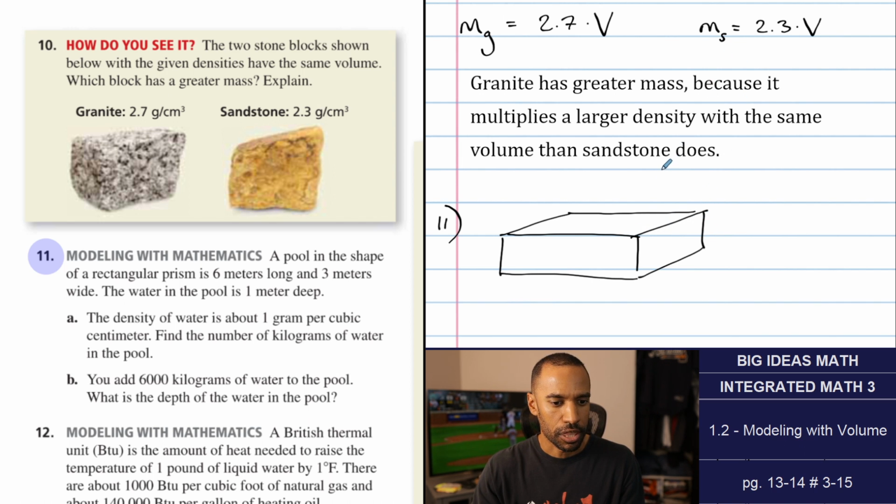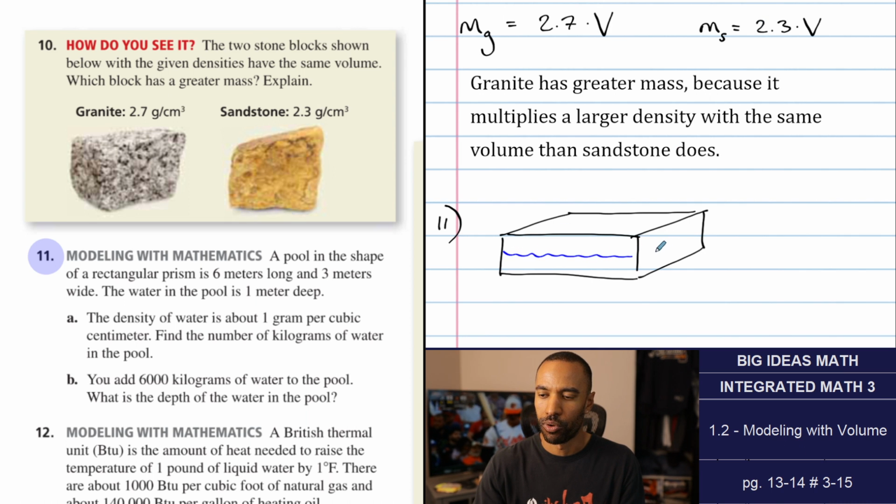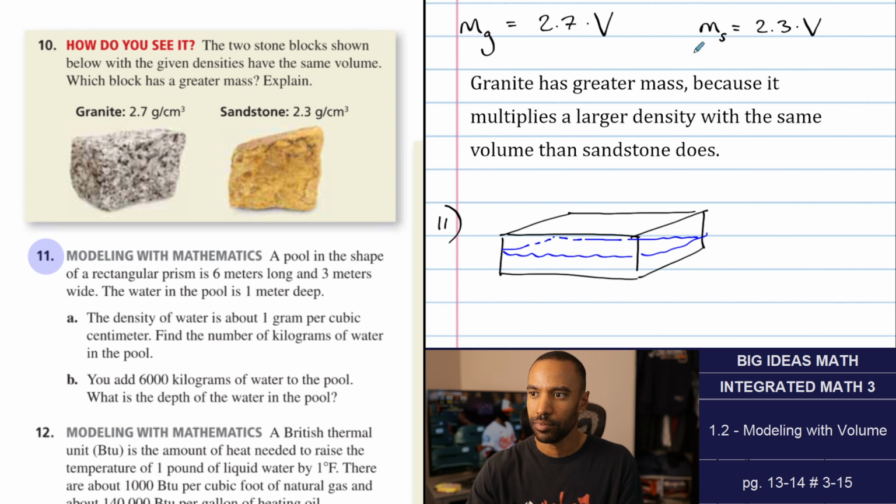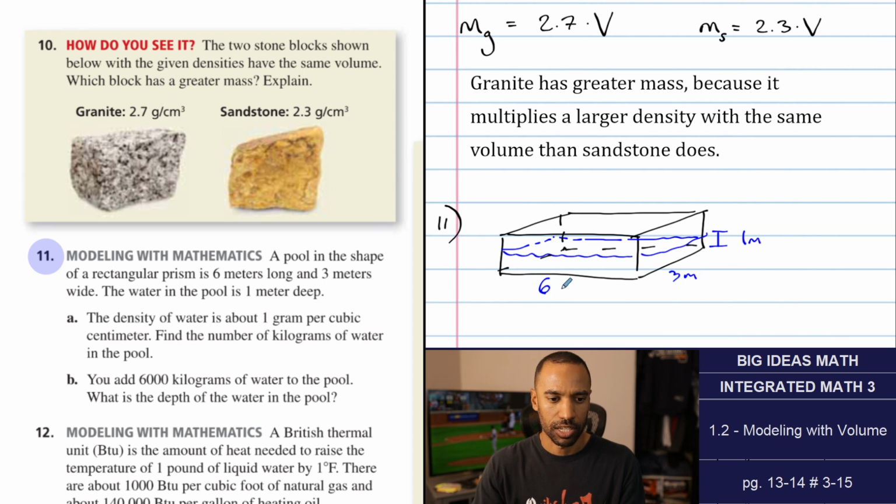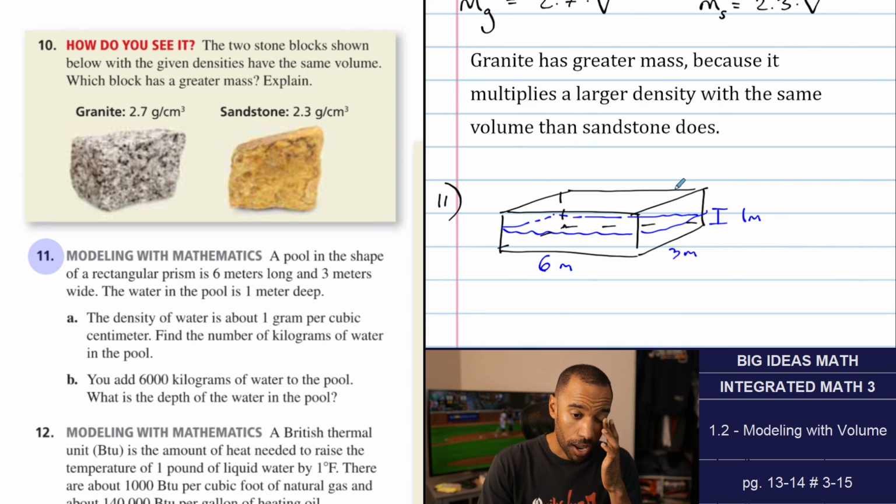Okay, yeah. So there's water in the pool here. Looks like we're going to add more to the pool in part B. So the original is 1 meter deep, and then we have 3 meters and 6 meters, right? The density of water is about 1 gram per cubic centimeter. Find the number of kilograms of water in the pool.